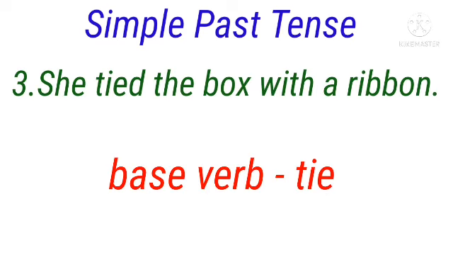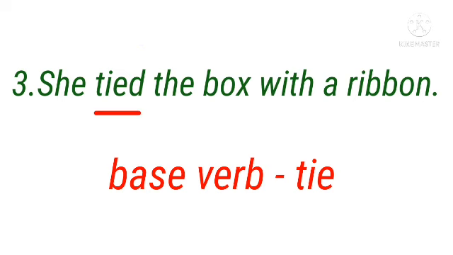And the third sentence, she tied the box with a ribbon. In the sentence, which is the verb? Yes, tied, spelling T-I-E-D. So that is the past tense. Which is the base verb of tied? Yes, that is tie, T-I-E. So here we add D with the verb. She tied the box with a ribbon. That action is already completed, so that is in simple past tense.